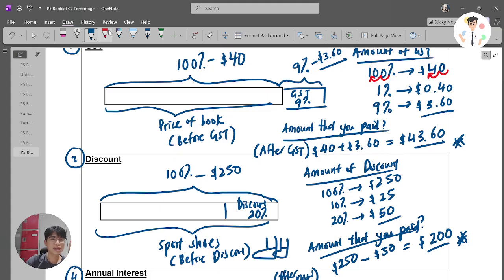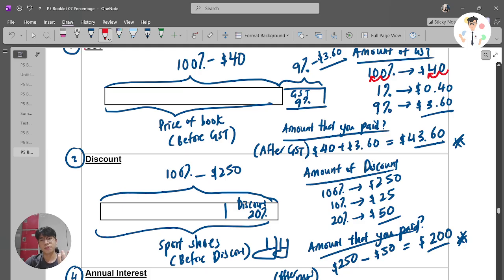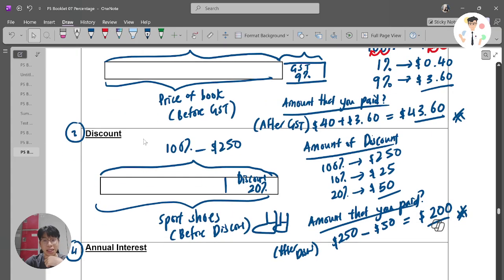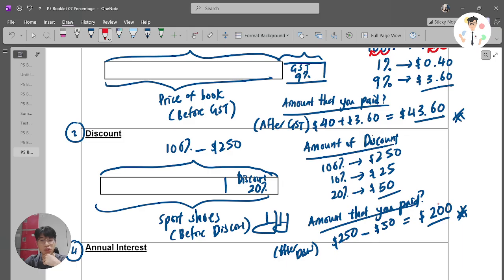Now, I strongly believe some of you might be asking me, teacher, in real life, we have discount and we of course need to pay GST, right? Then how does this work? In the case, if you see a question telling you discount and also GST, usually the discount comes first, then GST. Okay? What do you mean?